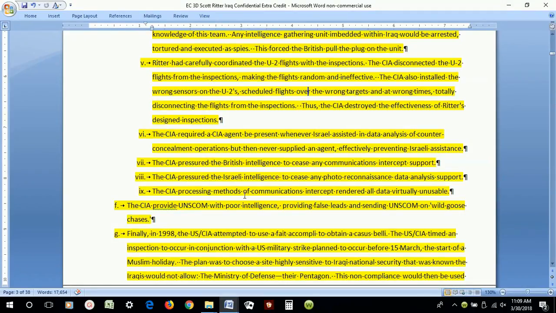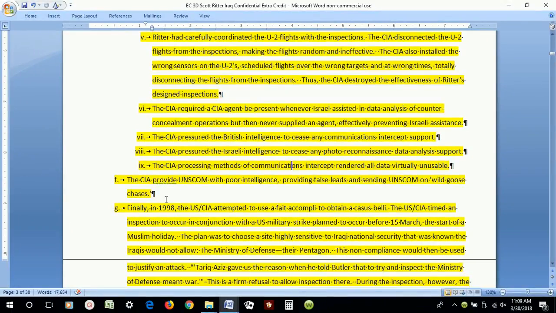The CIA's processing methods of communication intercepts rendered all data virtually unusable. They're like scrambling the communications, right? Making it impossible to use. The CIA provided UNSCOM with poor intelligence, providing false leads, sending UNSCOM teams on wild goose chases.